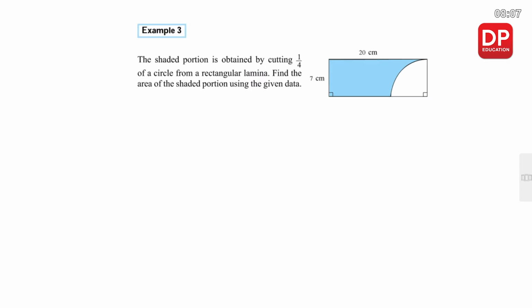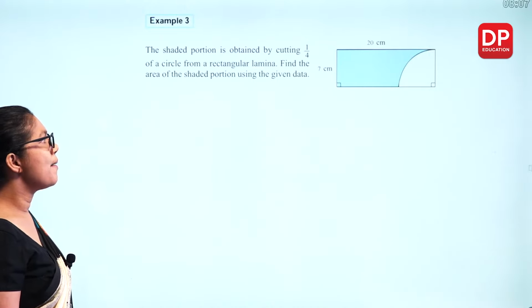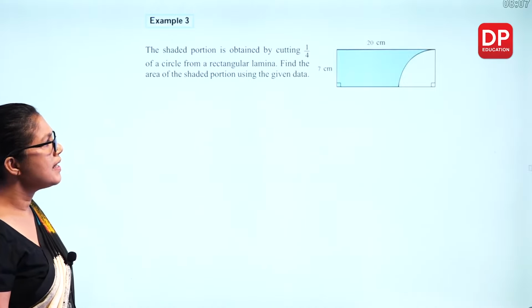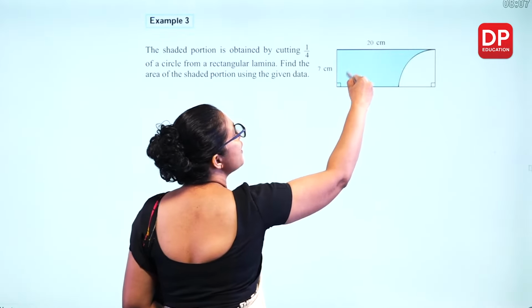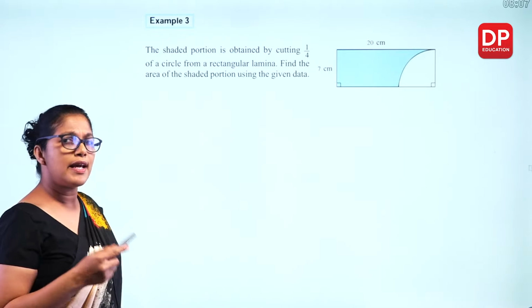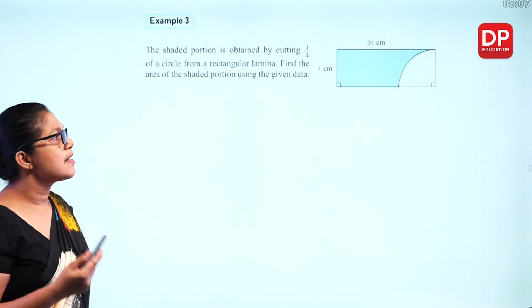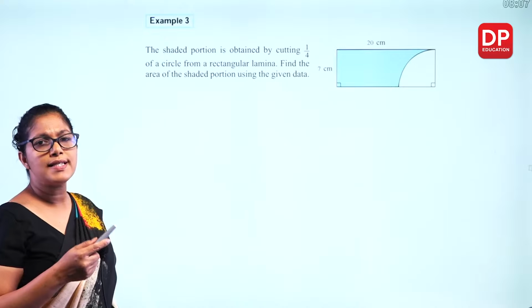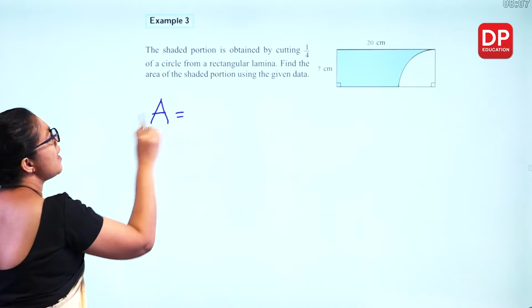Third example, it says the shaded portion is obtained by cutting 1/4 of a circle from a rectangular lamina. Find the area of the shaded portion using the given data. So here you want to find out the area of the shaded part. So how can we find out the area of the shaded part? Area of the rectangle and subtract the area of the sector. So we'll try to find out the area of the shaded part.